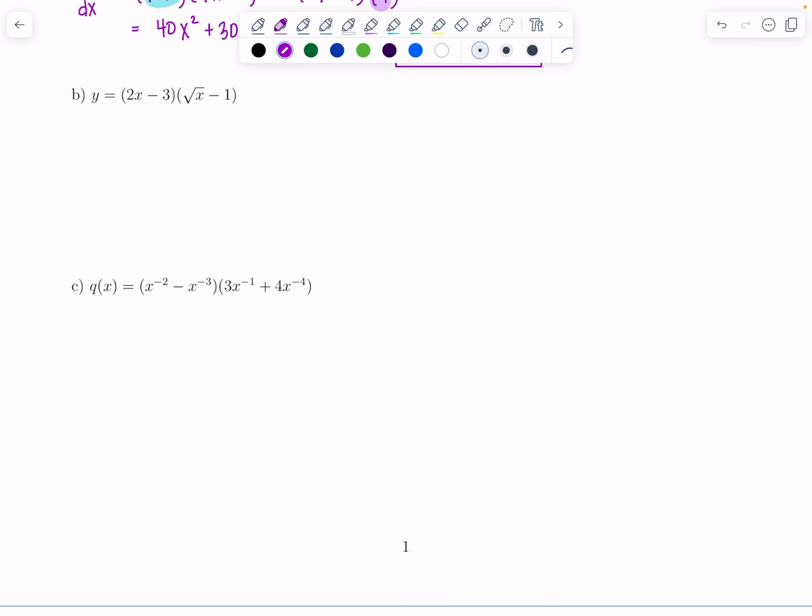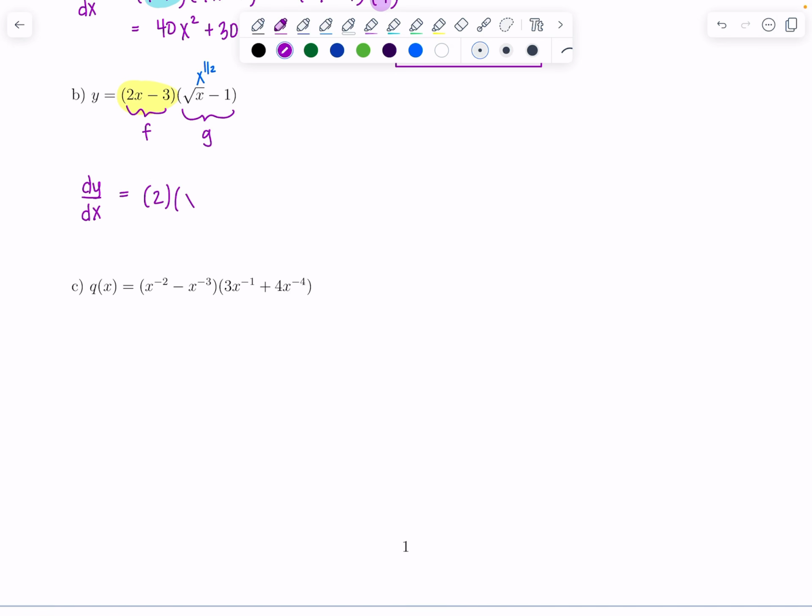Again, let me label. This is f of x, and this is g. And remember, anytime you see square root of x, think of it as x to the 1/2 power. That way you can take the derivative using the power rule that we learned in the previous lesson. So here we go. Dy dx equals f prime, so derivative of 2x minus 3 is 2. Good. So right now it's f's turn to have his derivative taken. It's not g's turn. So we're just going to leave g alone.